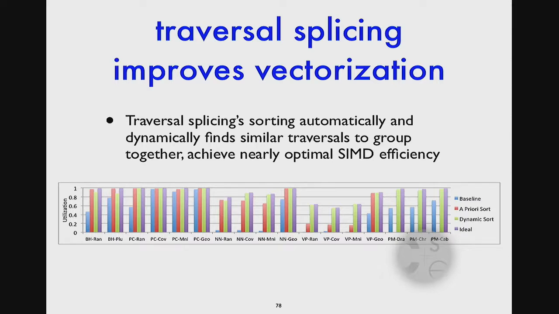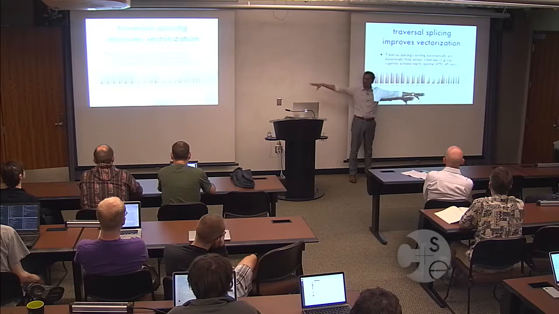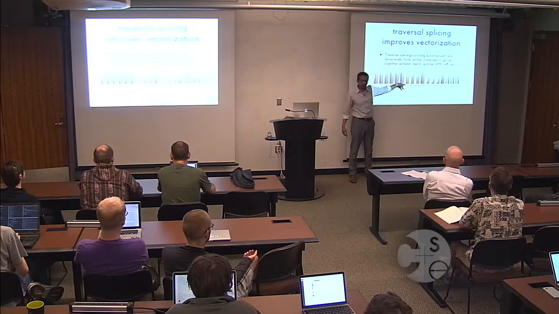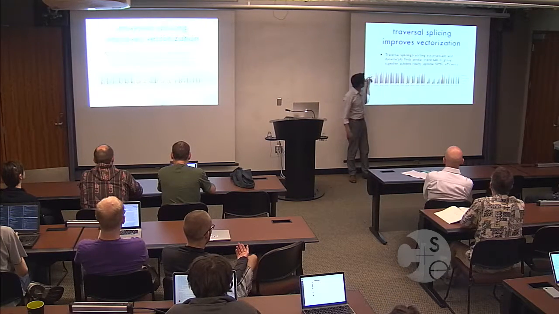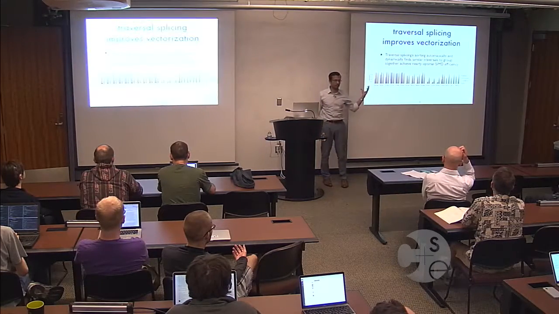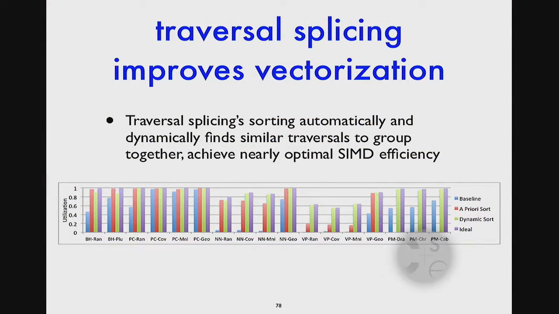And in our baseline, we get pretty bad utilization, sometimes around 50%. In something like nearest neighbor, where points really disperse in the tree, you get basically no benefit from SIMD at all. The blocks become incredibly sparse very quickly. If we try some sort of a priori sort, some application-specific knowledge, do a bit of sorting, we can actually do pretty well. We get pretty high SIMD utilization.